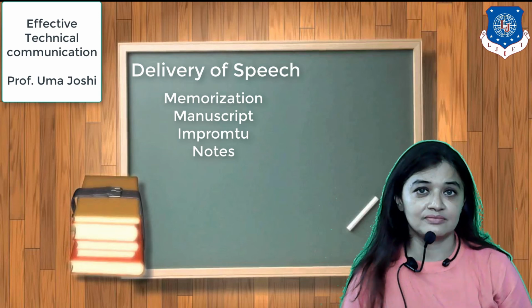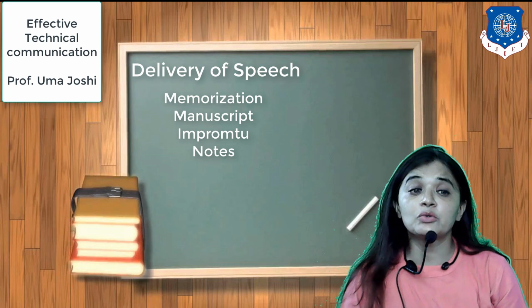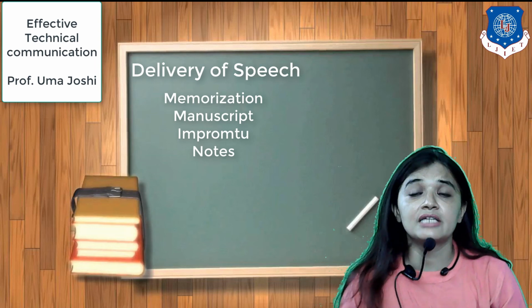Also, when you are reading something, the scope of your eye contact with the audience is very less. Now the third type of delivery of speech is the impromptu speech. What is the meaning of impromptu? Impromptu means you have to give a speech without any preparation. Sometimes all of a sudden somebody asks you to please give a speech on a particular topic.